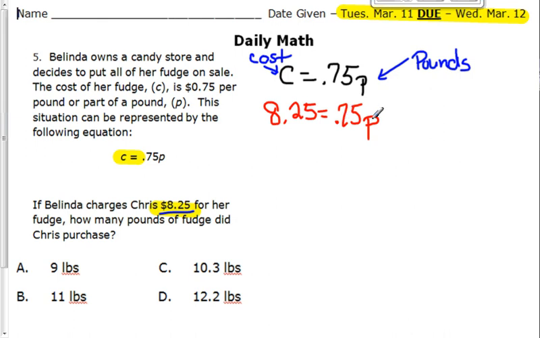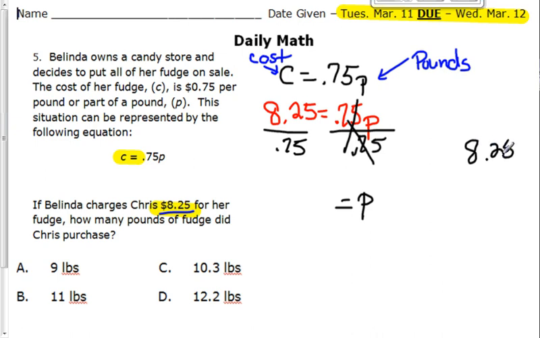Well, they are multiplying to get 8.25, so you have to work backwards. The opposite of multiplying by 0.75 is to divide by 0.75. That way they cancel each other out and you're left with just the P for pounds. But if you do it to one side, you have to do it to the other. So on this question, I'm doing 8.25 divided by 0.75.